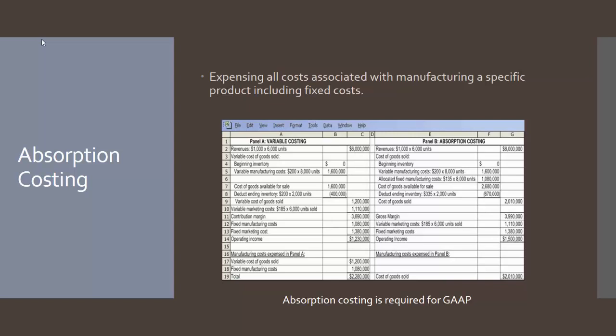You can use variable costing for internal documents. If you want to use it for managerial decisions, you can. You can choose to figure out the profitability of your products, your operating income, etc. this way. But for reporting purposes, you have to absorb, which is the right-hand numbers.